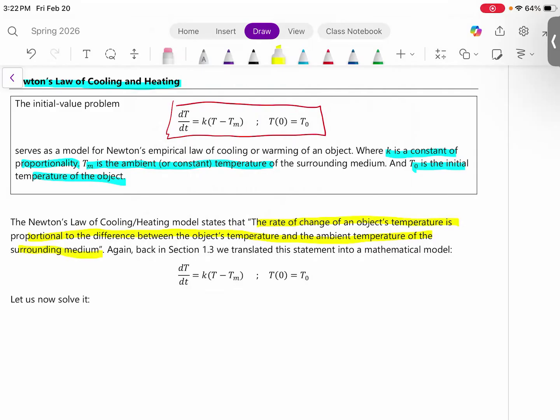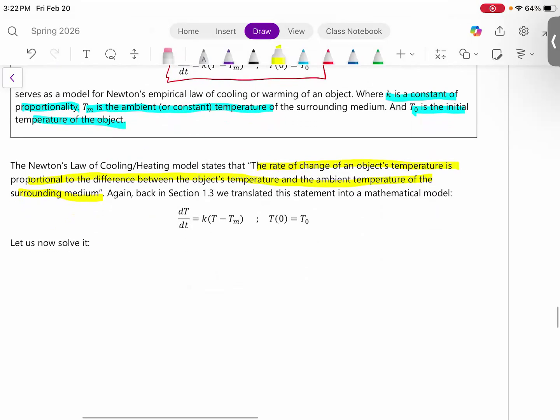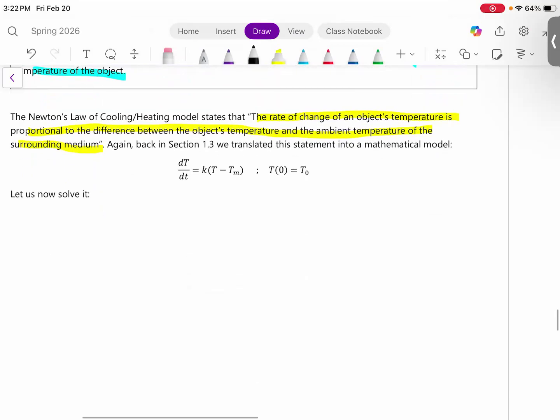Okay, but now we have the tools to actually solve this and get a general solution for the famous Newton's law of cooling and heating. So let's go ahead and solve that. So here we have the differential equation dT/dt, the capital T is for temperature, lowercase t is for time, equals k times (T minus T sub m). Okay, so what type of equation is this? This is a separable differential equation.